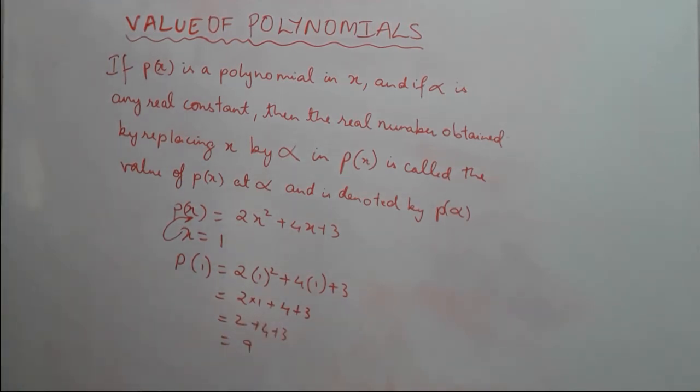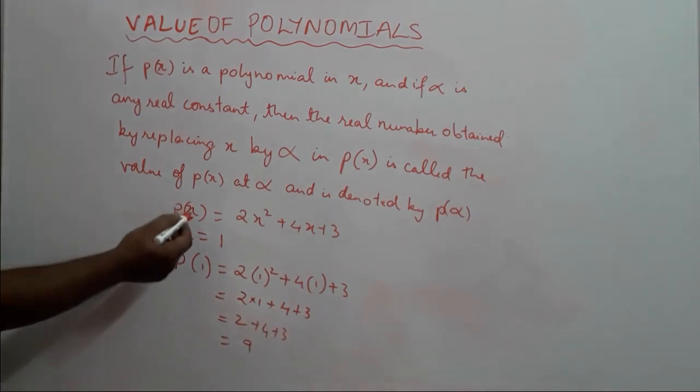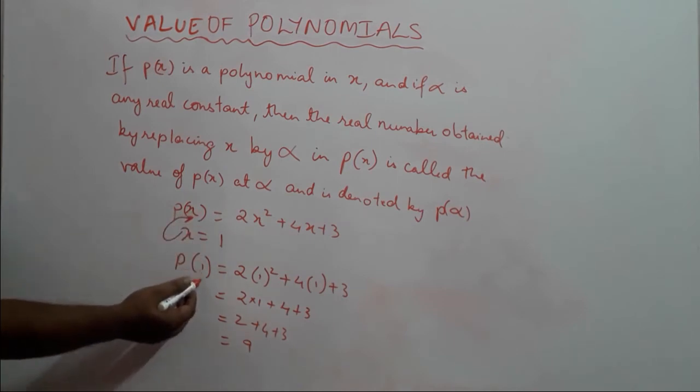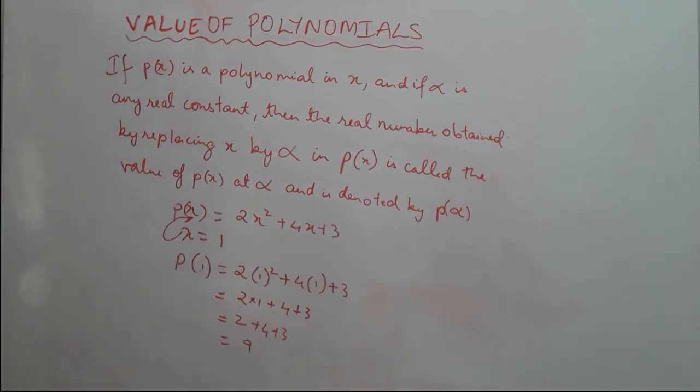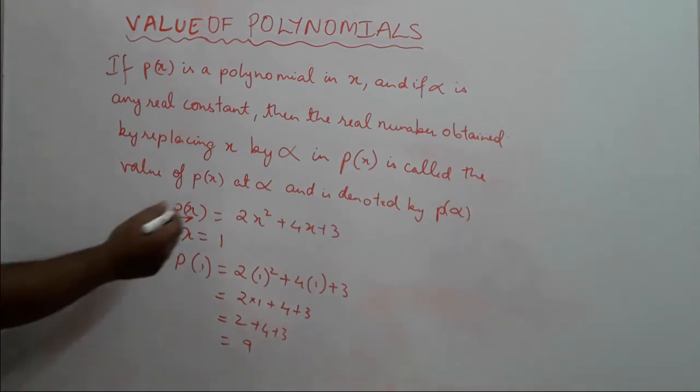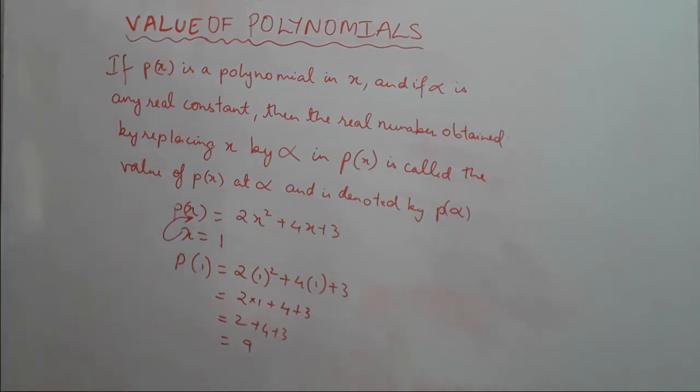What this means is that when the value of x is equal to 1, p of that value becomes equal to 9, and the value will keep changing based on this. Hence I told you in the previous video that x is a variable which can change, it can vary, it can differ, it can keep changing based on the value.